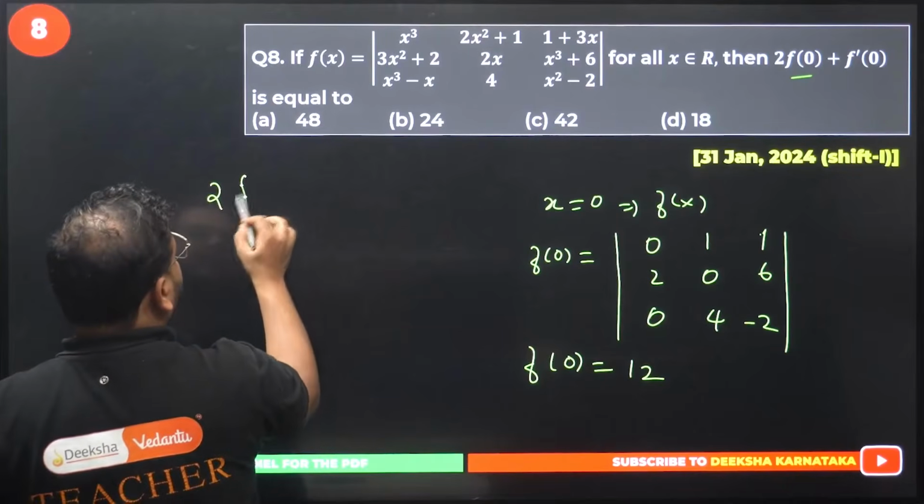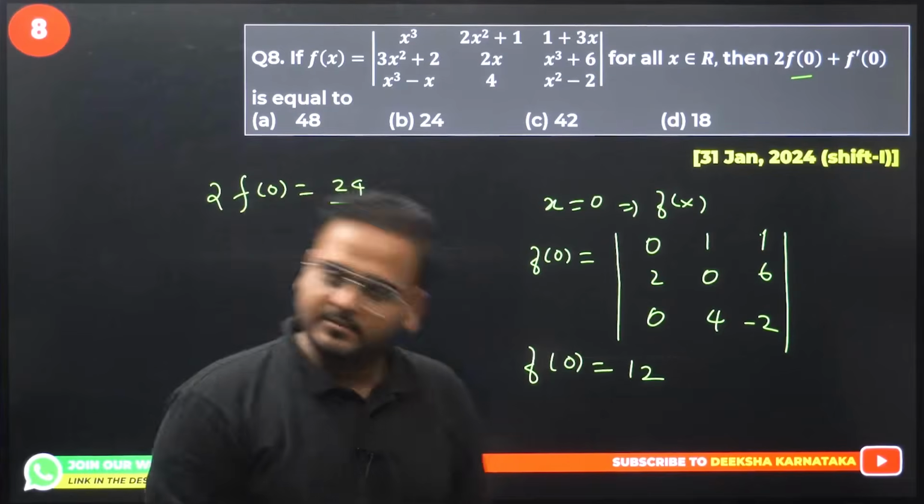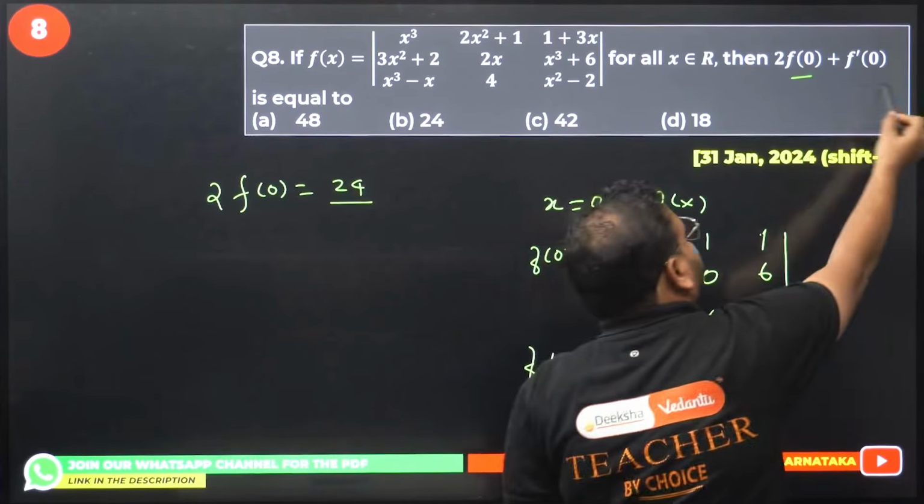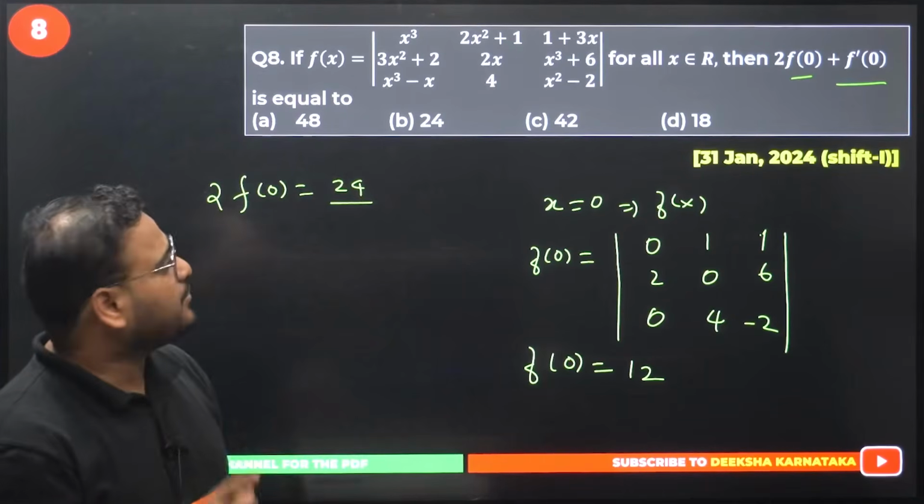2 times f(0) means 24. So this is the easy part, I know. What about f'(0)? Is that a difficult part? Not difficult. They are calculative, I understand that, but not difficult.